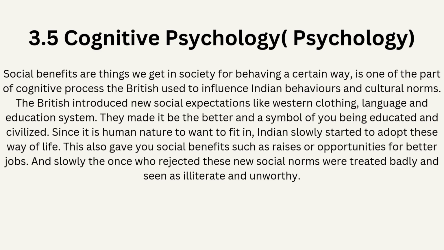and are one part of the cognitive process the British used to influence Indian behaviors and cultural norms. The British introduced new social expectations like Western clothing, language and education systems. They made it the better way and a symbol of being educated and civilized. Since it is human nature to want to fit in, Indians slowly started to adopt this way of life. This also gave them social benefits such as raises or opportunities for better jobs. And slowly the ones who rejected these new social norms were treated badly and seen as illiterate and unworthy.